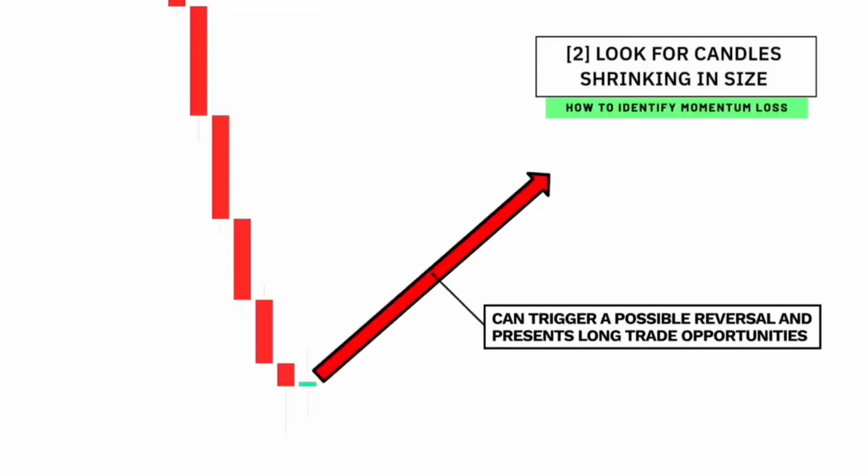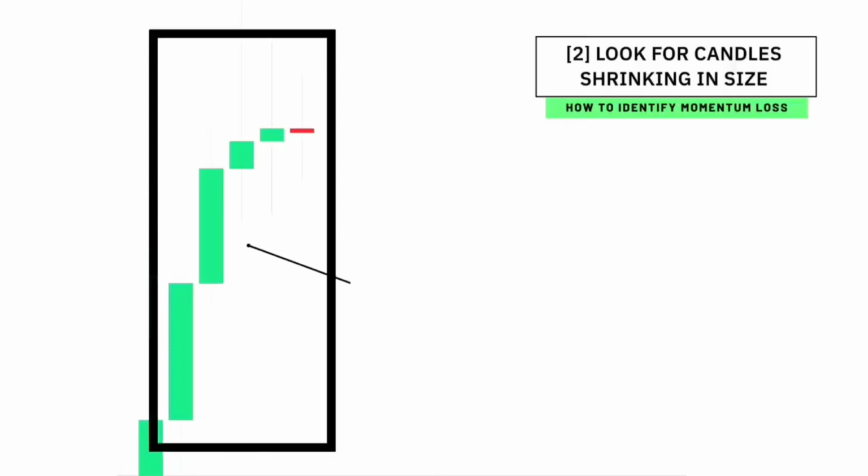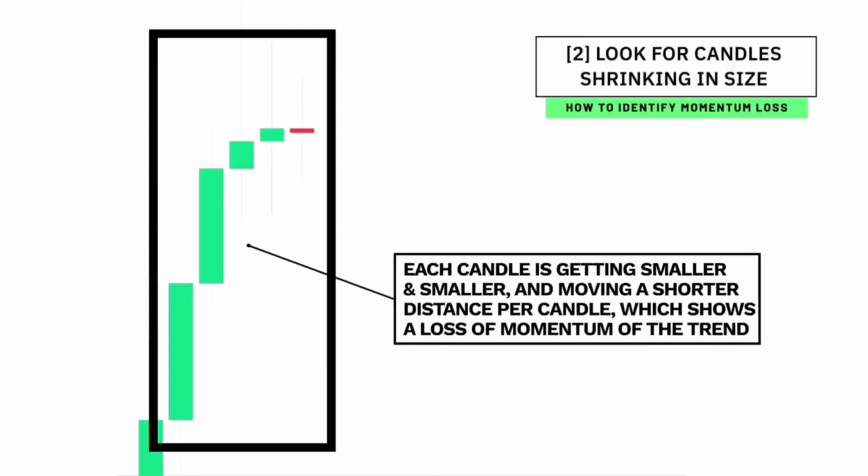In an uptrend, notice how you start with a big green candle and then each candle after gets smaller and smaller, which shows a loss of upwards momentum as the distance traveled per candle is less and less. This can lead to a possible reversal of price.